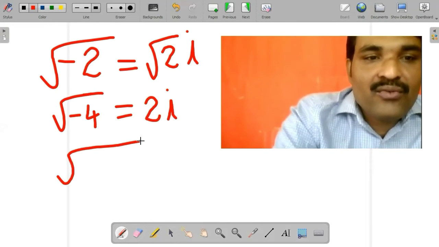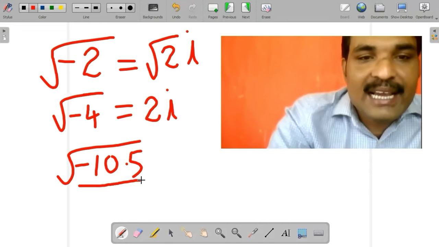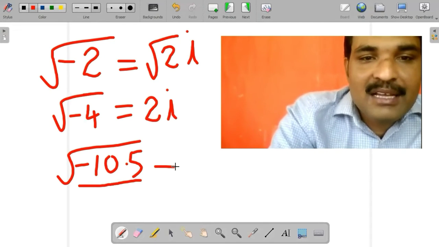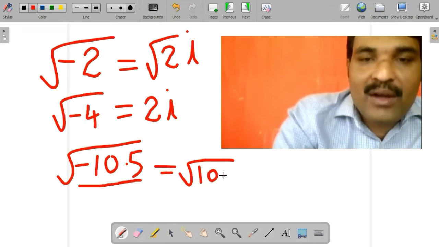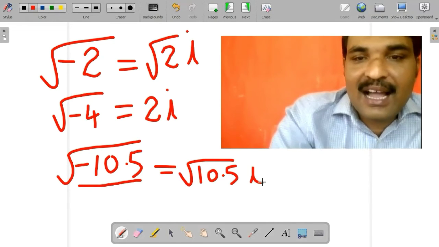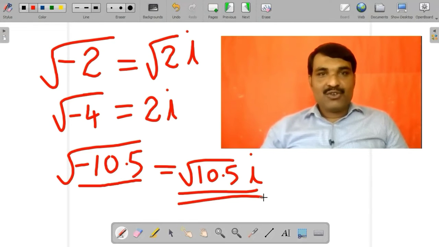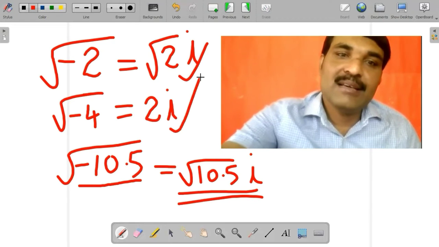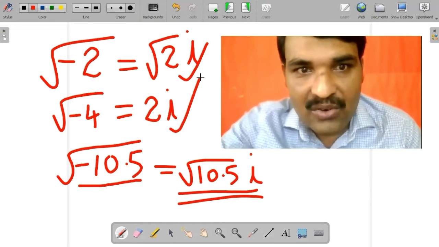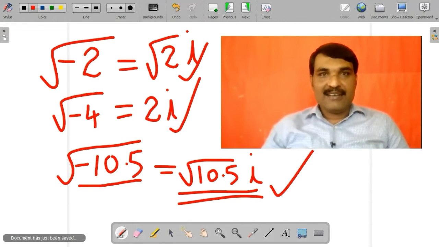Now square root of -10.5, right? -10.5 is a negative real number. And this is an imaginary number denoted by square root of 10.5 times iota. All right. So this is the representation of imaginary number. 2 times iota is an imaginary number. Square root of 10.5 times iota is also an imaginary number.